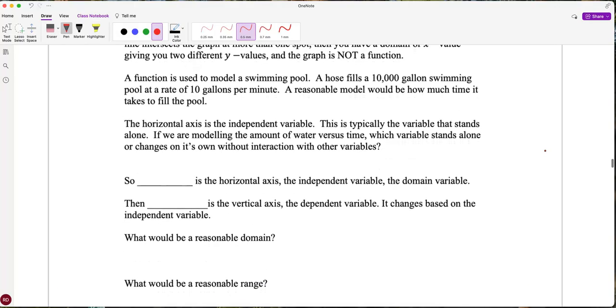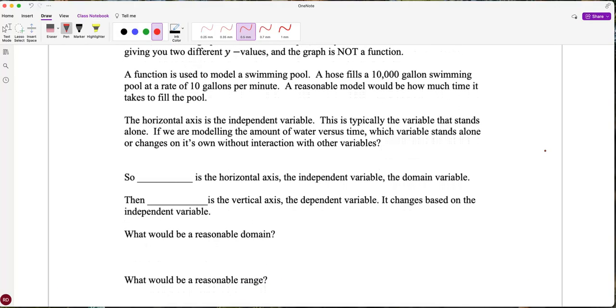Let's look at this example. A function is used to model a swimming pool. A hose fills a 10,000-gallon swimming pool at a rate of 10 gallons per minute. In a reasonable model, how much time would it take to fill the pool? So we have to figure out independent versus dependent variable, or vertical versus horizontal. But I look at this key, this rate here, 10 gallons per minute. So let's write it this way, 10 gallons per minute, okay?